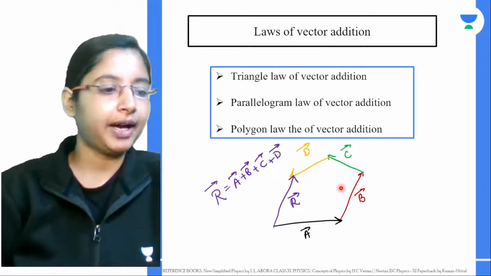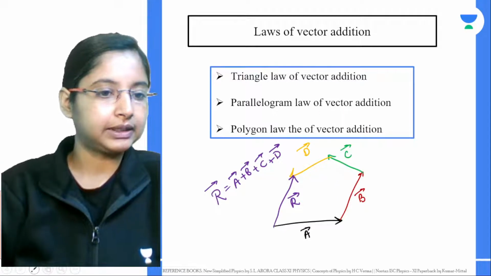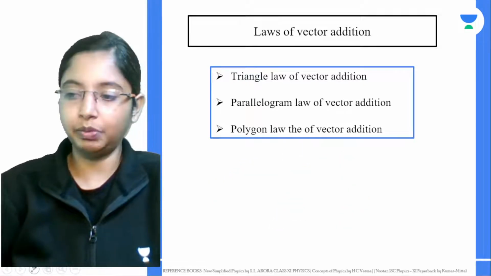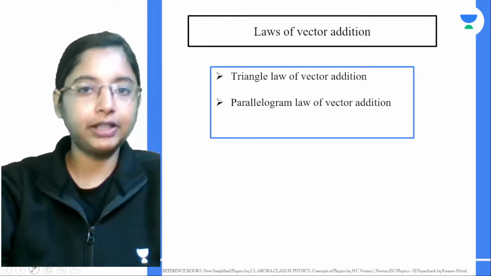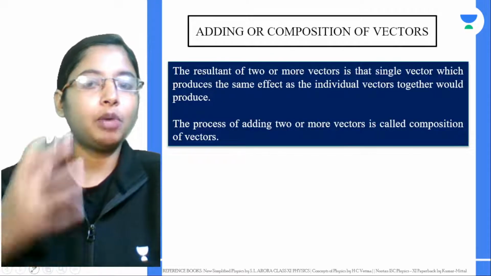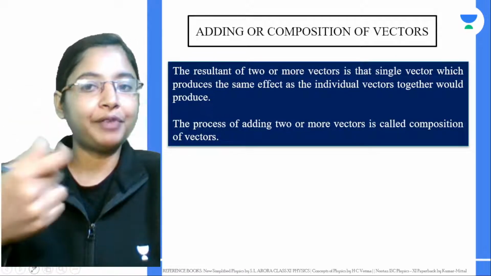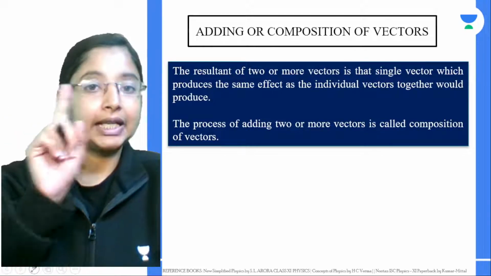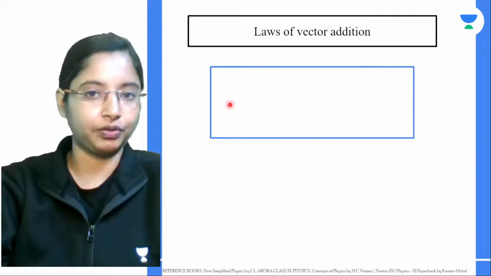This part we have covered in the previous classes also, and I hope this is clear. If you have any doubts, you can ask me in the chat box, because we will be moving on to the resolution of a vector. Till now we did composition of a vector. Composition means adding. Having two or more vectors, when you add these individual vectors, the final effect they produce is given by a single vector. That is adding, or composition, of vectors.